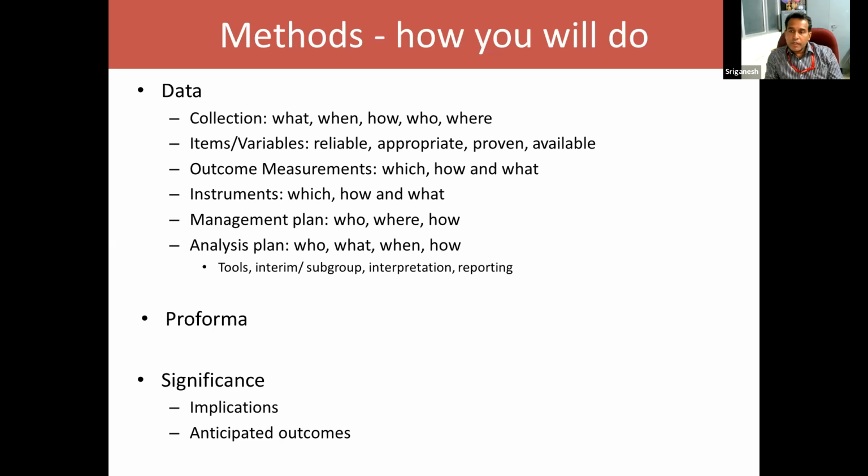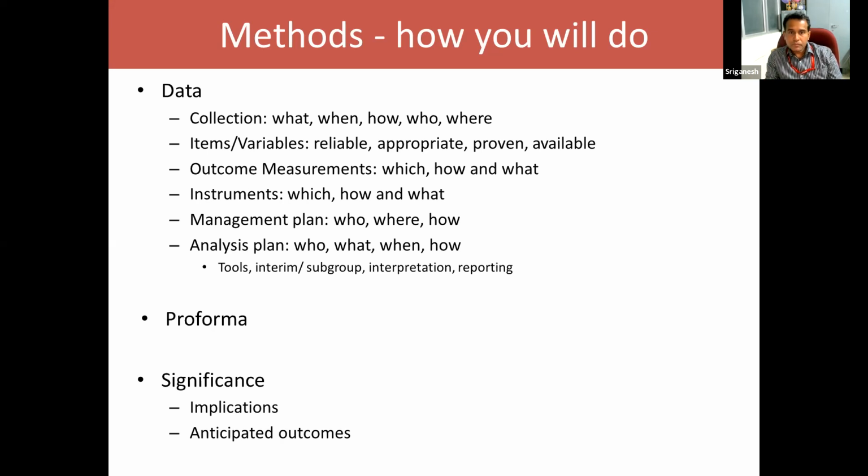We also need to provide a pro forma of how we are going to collect data. If you have this at the beginning, it makes life easier when you are actually collecting the data, without missing out on any of the items and later realizing, okay, I forgot to collect this and I should have collected this particular thing. You will not be able to do it, and there will be a lot of missing elements when you are going to analyze the data. You also need to inform the significance when you write the methods section. What are the implications of your study and what are the anticipated outcomes will enhance the credibility of your research proposal.